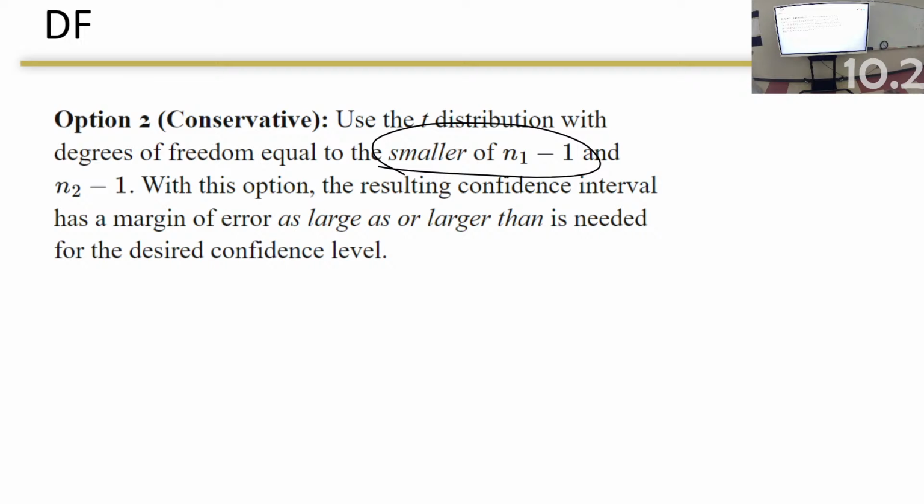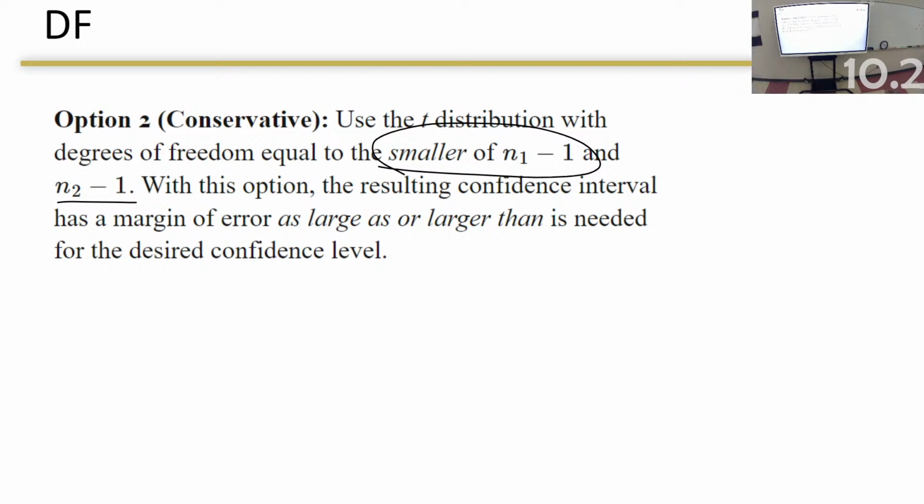That's conservative, kind of like using 0.5 inside the radical. That gives me the worst case scenario, the widest possible interval. The DF that they're going to give you is a little bit narrower than that. Use the smaller of the n minus 1. That's why it says n2 minus 1 or the n1, the smaller of those two.